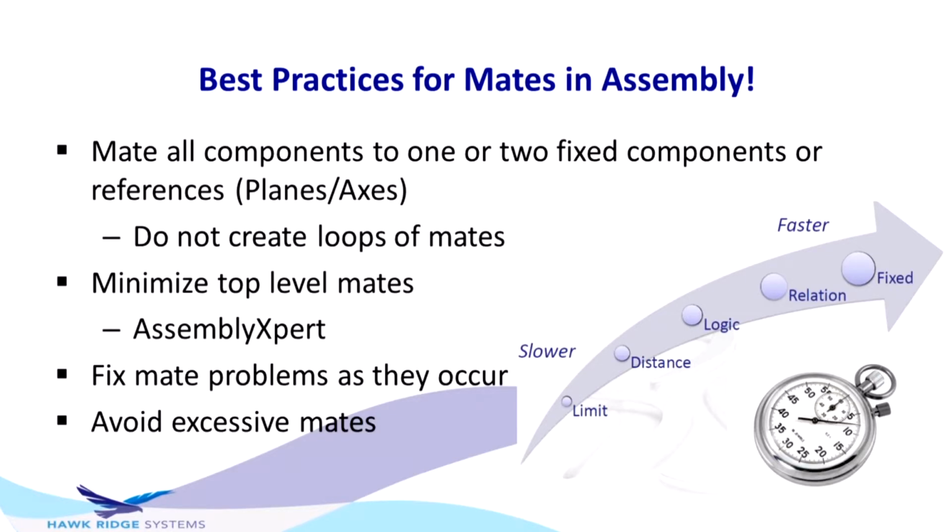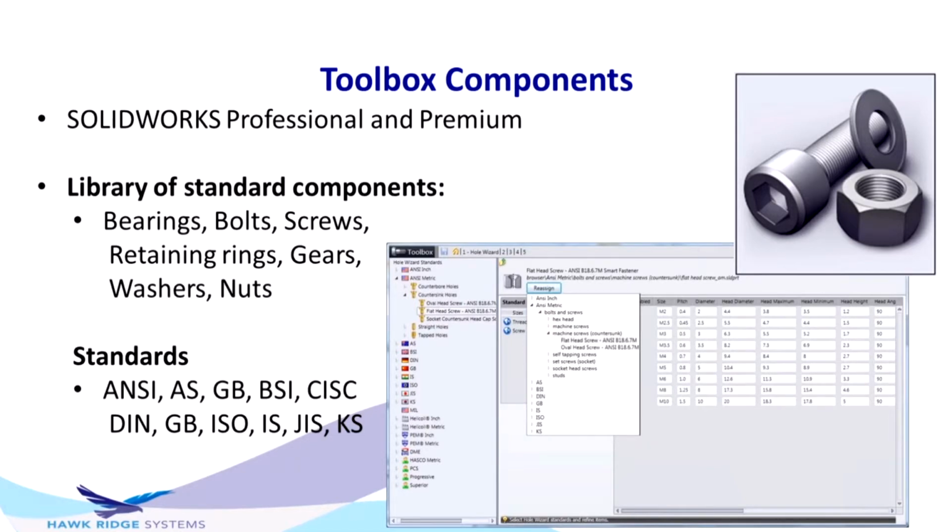Okay. And on here, I want to talk about Toolbox Components. This is SOLIDWORKS Professional as well as SOLIDWORKS Premium. It's going to be library standard components, bearings, bolts, screws, retaining rings, nuts, different standards as well. Okay. So if you guys have used it before, great. You guys know kind of its capabilities, definitely.